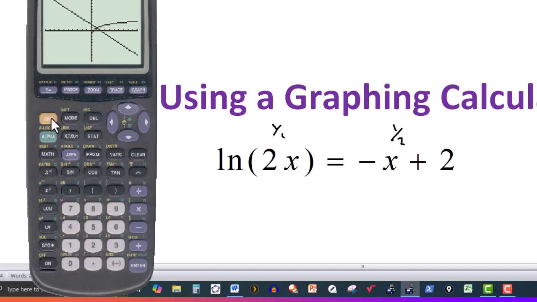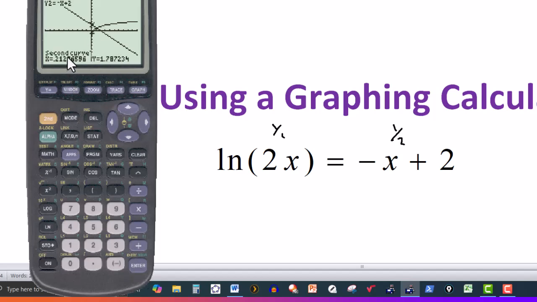So let's hit the second key here and then trace. We're accessing the calculate menu. And the option we're going to use first is number 5, intersect. So we want to find where that point is that the two lines intersect, because the first component will give us the solution, first component of the point. Okay, so there's the cursor right there, and it's on the first curve there, so hit enter.